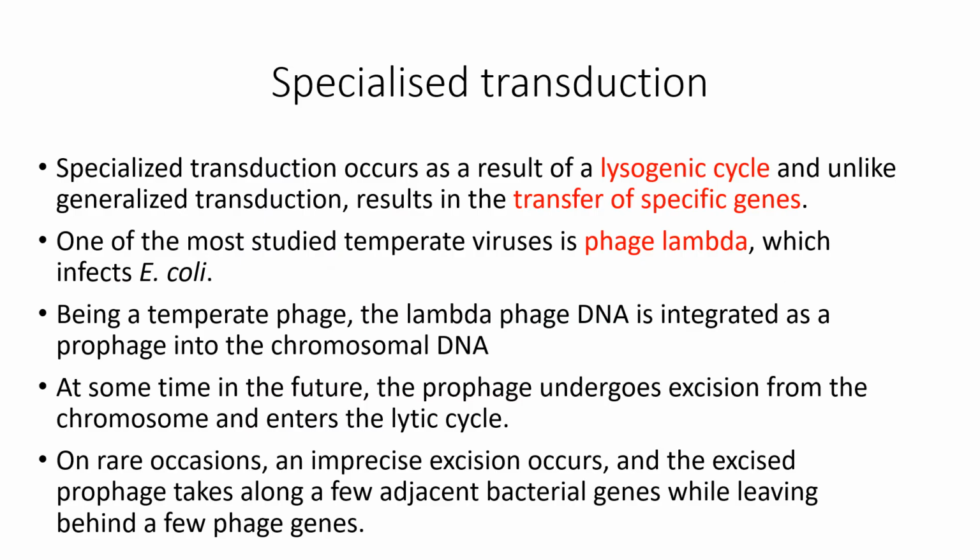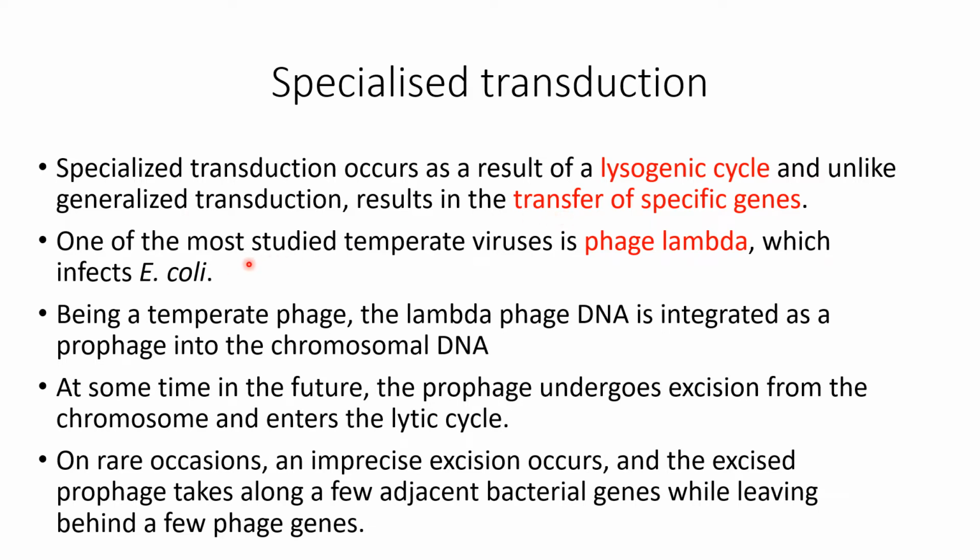Now let us see the second type of transduction, that is specialized transduction. It occurs as a result of lysogenic cycle. As I already told you, generalized transduction happens during the lytic cycle of virulent phages, whereas the specialized transduction occurs during the lysogenic cycle of temperate phages. Okay, and why do we call it specialized transduction? Because here there will be transfer of specific genes happening. There any gene can get transferred, whereas here specific genes are transferred.